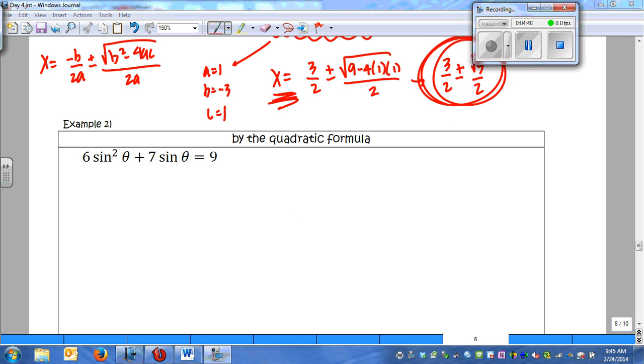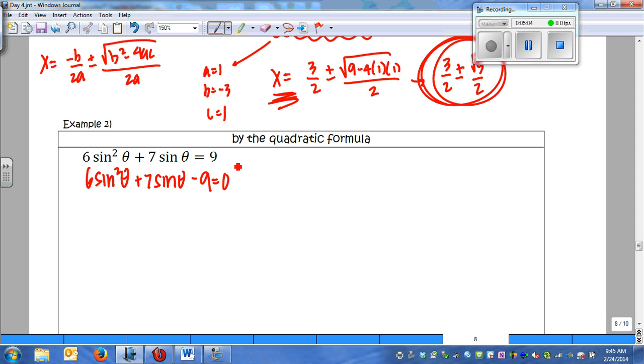So here we go. We're about to solve this quadratic trig equation by the quadratic formula. Before we attempt that, let's move 9 to the other side. That gives us 6 sine squared theta plus 7 sine theta minus 9 equals 0. Now this quadratic, you can try really hard, but it won't factor.